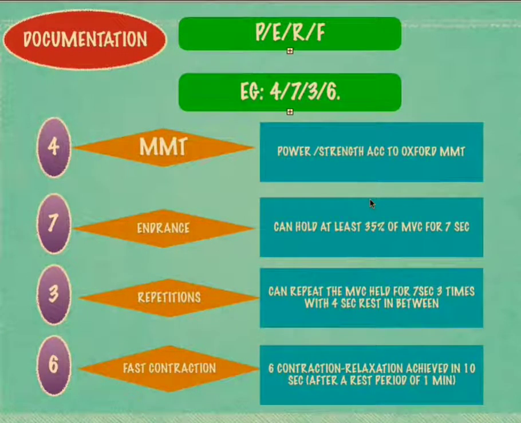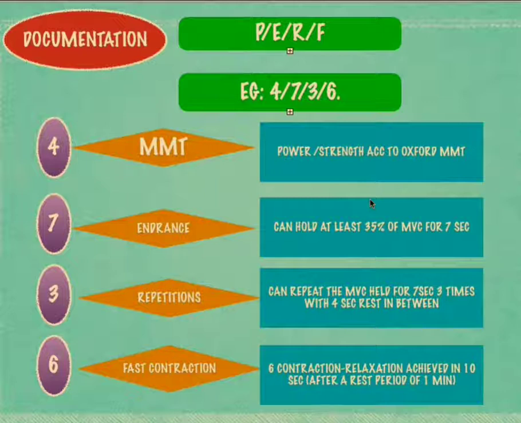So how to document? PERF: power, endurance, repetition, fast contraction. So 4, 7, 3, 6. 6 is the number of fast contractions in 10 seconds. So MMT, power, strength according to Oxford MMT.